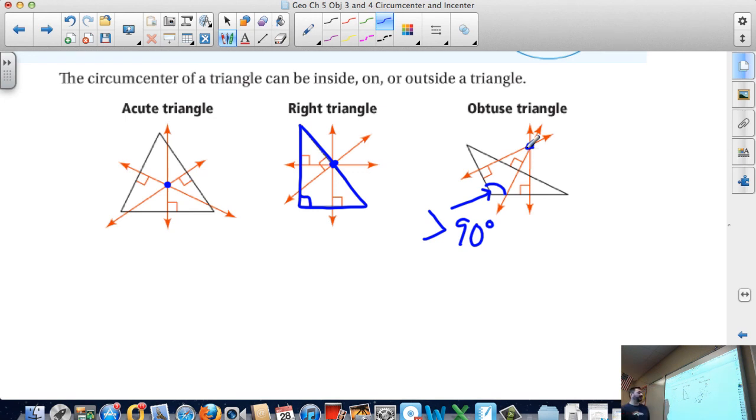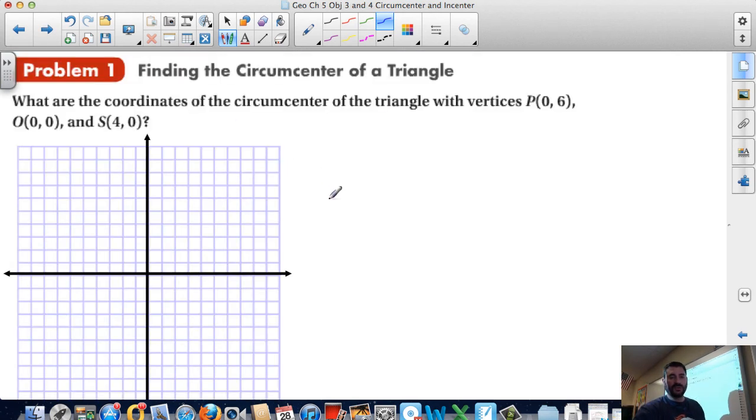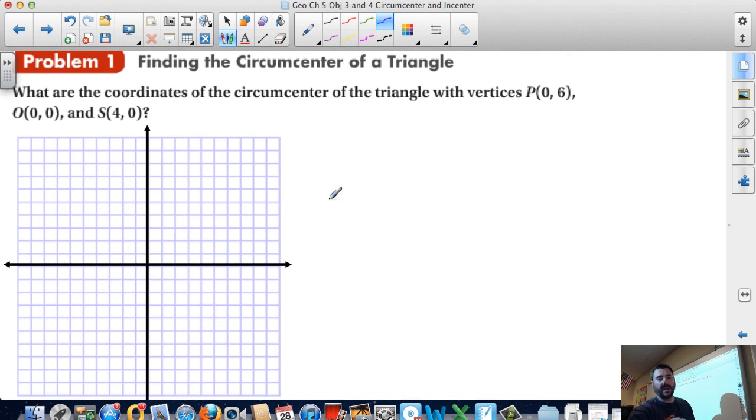Okay, and again, we can draw some circle with the center at that point, and we'd have the circle that would touch all three vertices and have a center at the circumcenter. All right, so how can we find the actual circumcenter of a triangle? Well, we're going to look at this in terms of some coordinate geometry.